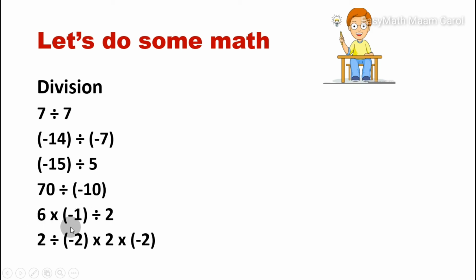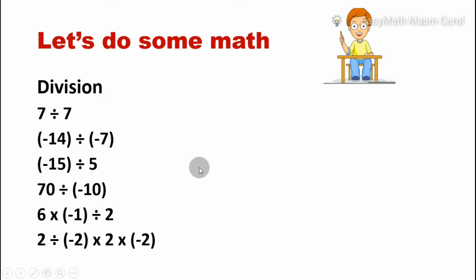And then we have here a combo. We have positive 6 multiplied by negative 1 divided by positive 2. And then we have positive 2 divided by negative 2 multiplied by positive 2 and then multiplied by negative 2. So it's okay because, like I said, when you're asked to do division, you do division. When you're asked to do multiplication, you do multiplication.